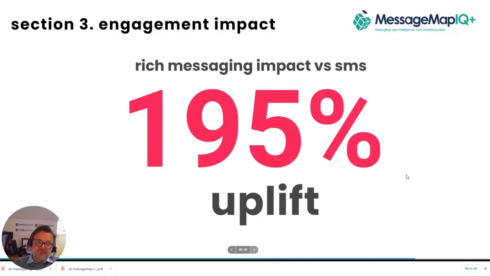Rich messaging versus SMS delivers, in this model, about a 195% uplift, which is very encouraging. But what does that also mean?